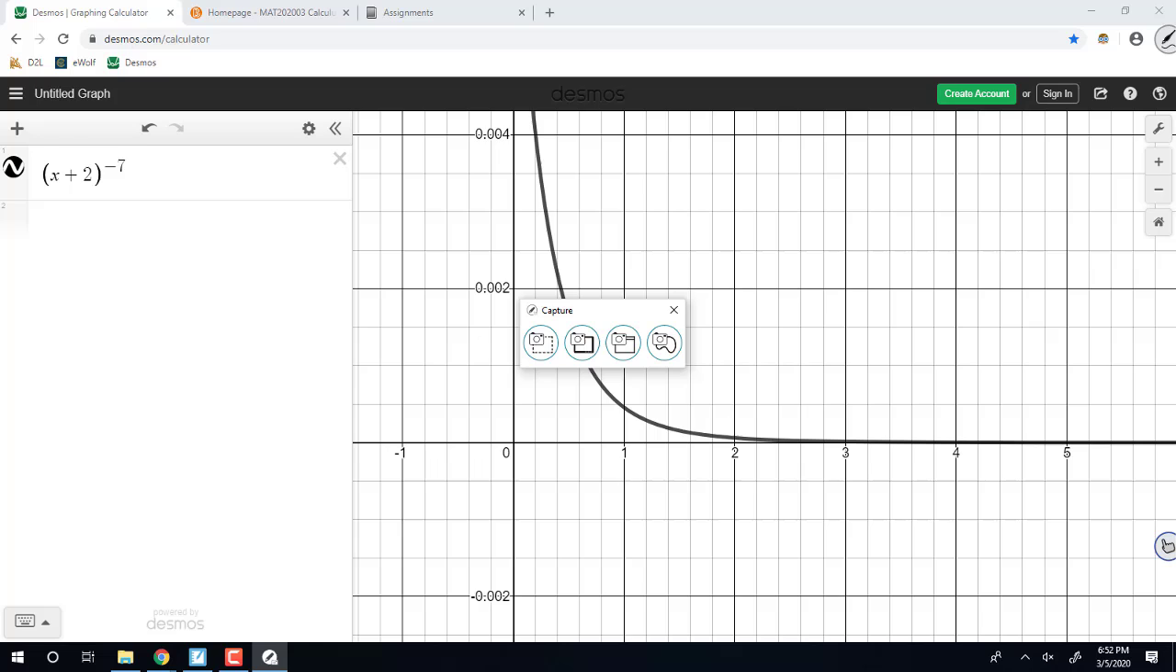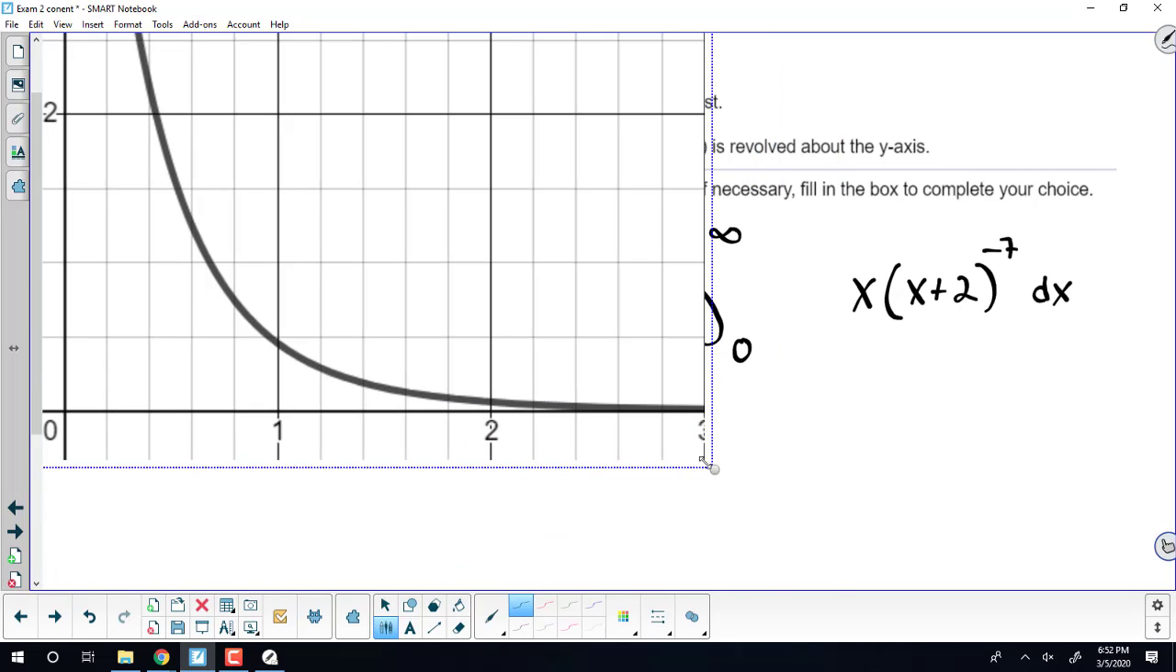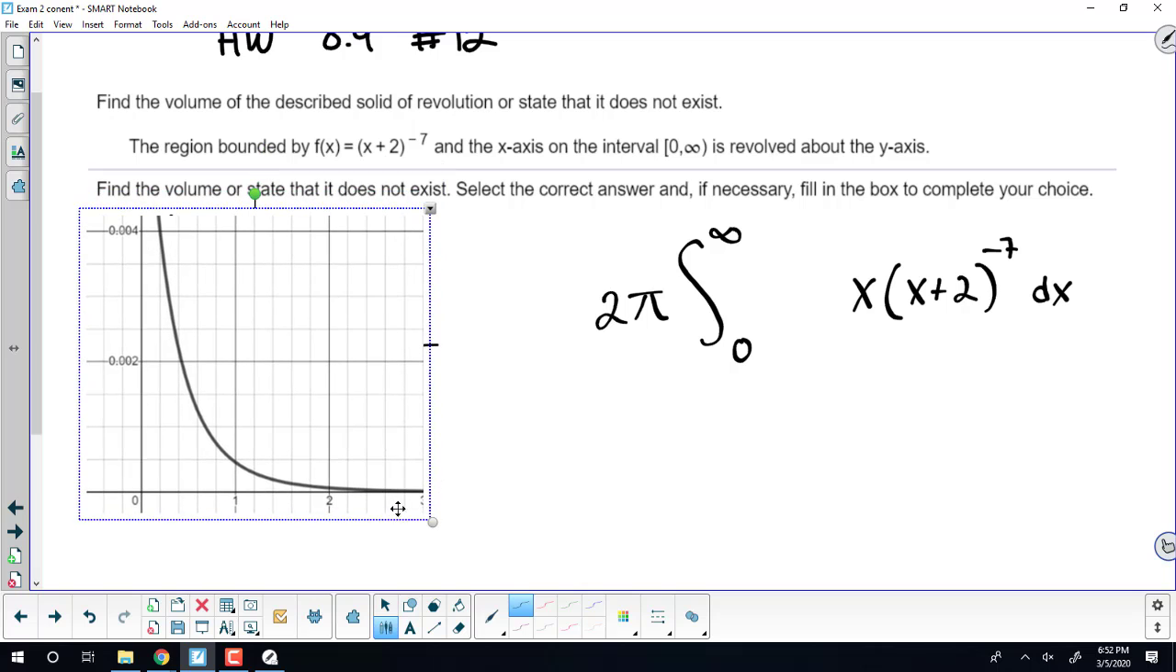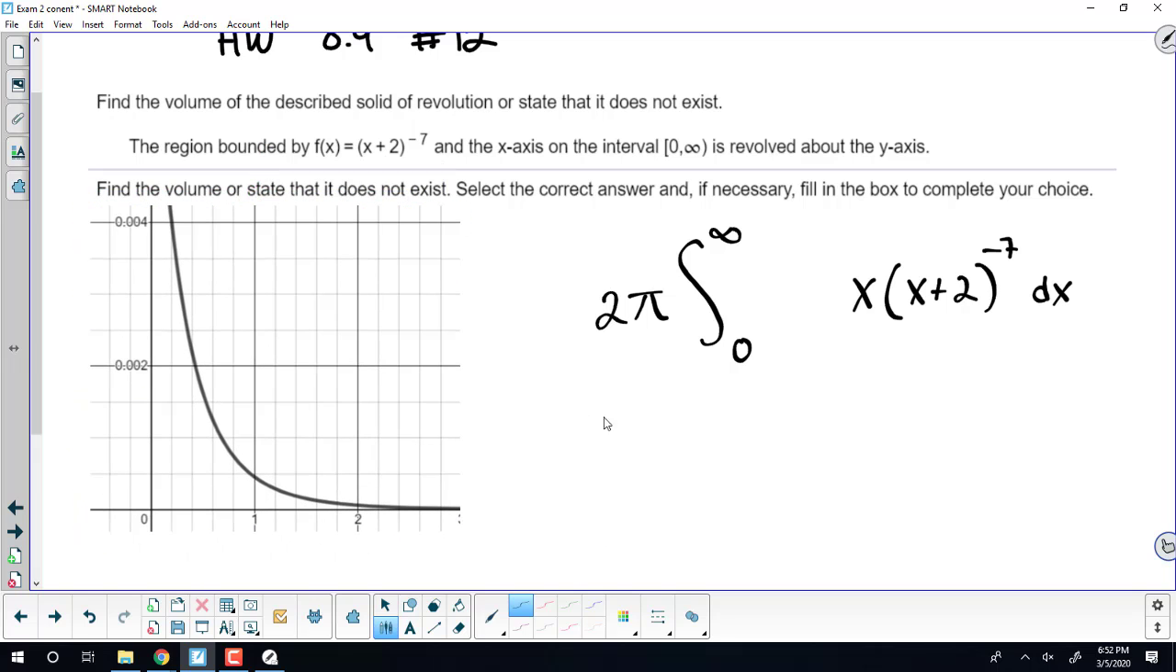It's only bounded by the x-axis and the y-axis. All right, so there's our function. I guess I should have captured the 0 there, but anyways, this crosses the axis somewhere up here. Finding this area, it's bound by the x-axis, the function on this interval, and we're revolving that around the y-axis.